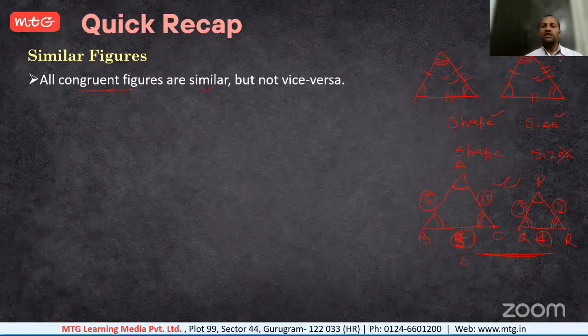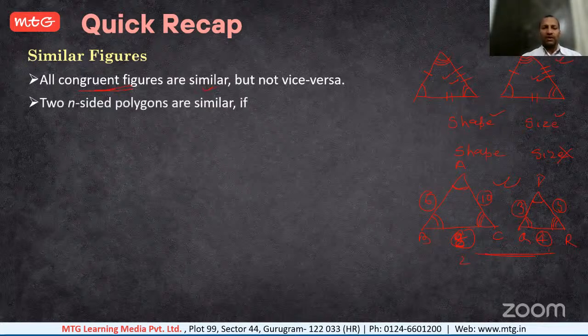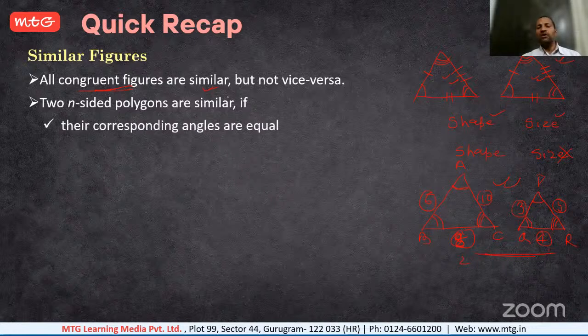In congruency, size is equal, but in similarity, the side ratio is the same. So all congruent figures are similar, but all similar figures are not congruent. Okay. So next, two polygons of the same number of sides are similar if their corresponding angles are equal.